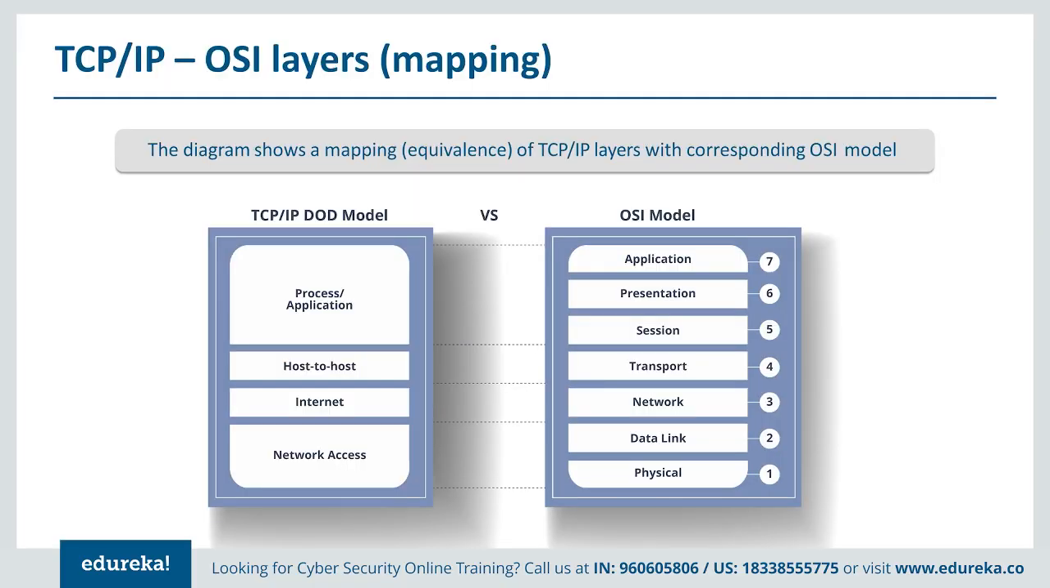TCP/IP: the only difference is that the top layers are converted into a single one. This is the regular TCP/IP model. The network layer, the data link layer and the physical layer are combined. The data link layer and the physical layer are a single network access layer. And the OSI model's network layer is called the internet layer, and the transport layer is host to host. The top three layers, application, presentation, and session, are combined and called the process or application layer. This is the difference between TCP/IP and the regular OSI mapping.